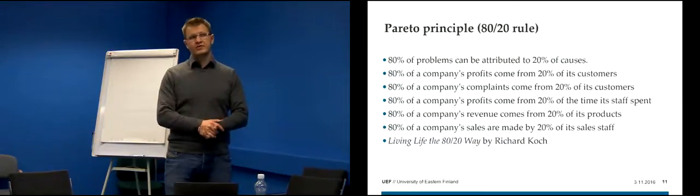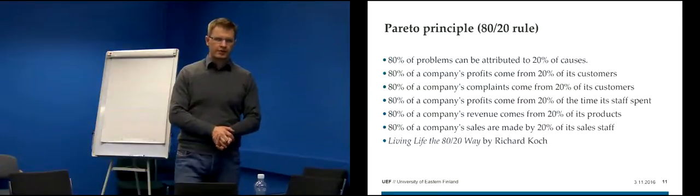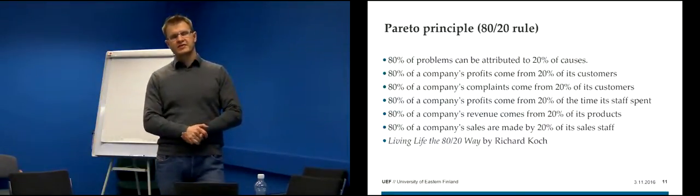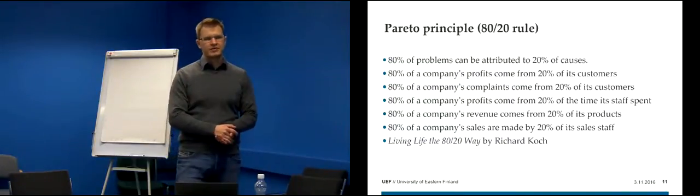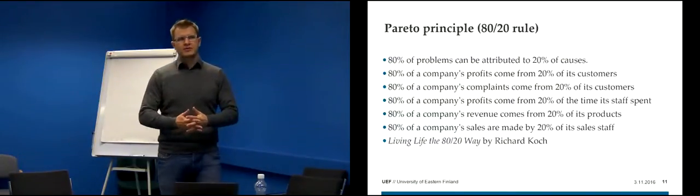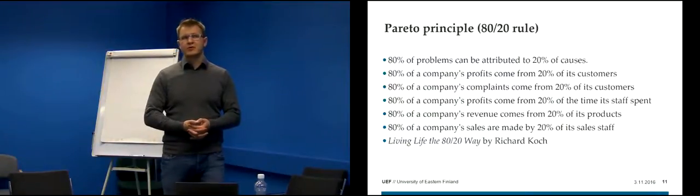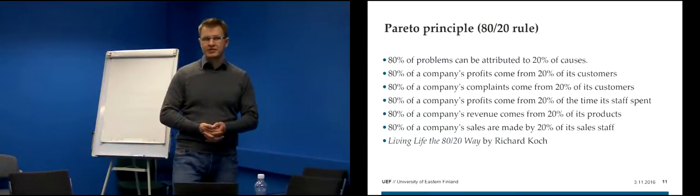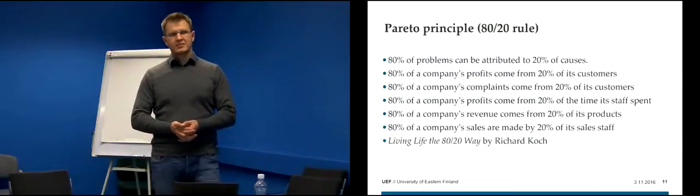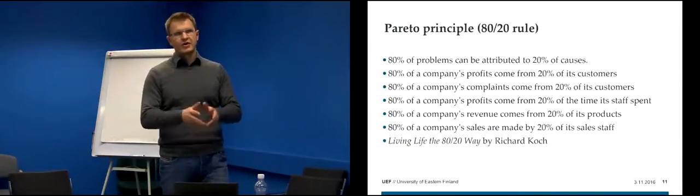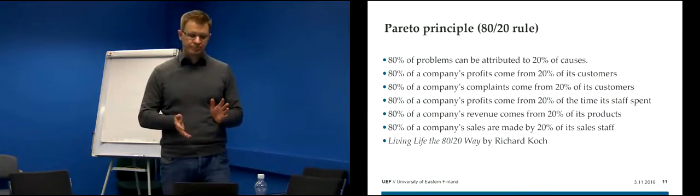And there is a book, for example, Living Life the 80-20 Way by Richard Koch, that has some examples of what the 80-20 rule means in business. 80% of problems can be attributed to 20% of causes. 80% of companies' profits come from 20% of its customers. 80% of customer complaints come from 20% of its customers. So you can see the pattern here.